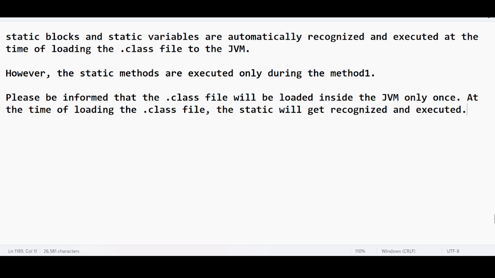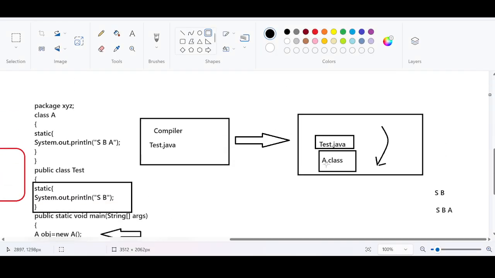When you want to load it for the second time, you can only load it if the .class file is not present inside the JVM. In this case, A.class file is already there. So again, it won't get loaded and a duplication of A.class file will not be created. Replacing the existing one will not happen either. It will work on the A.class file that is already available inside the JVM. So that's why the output is SB and SBA. Is it making sense, everyone?